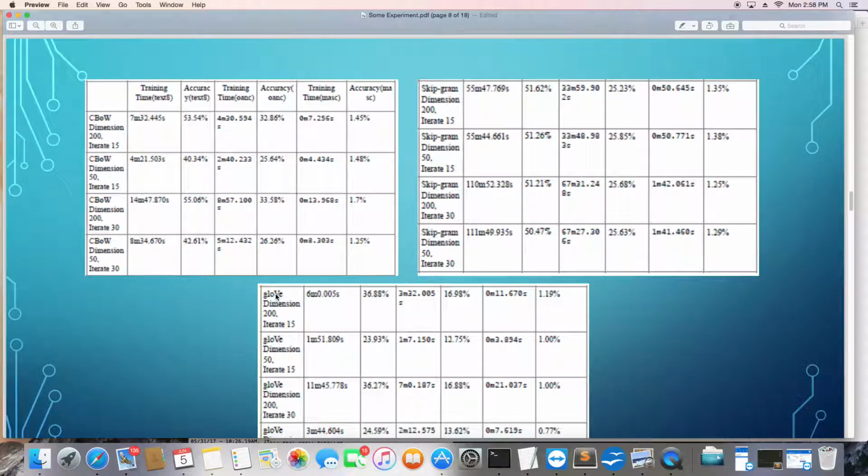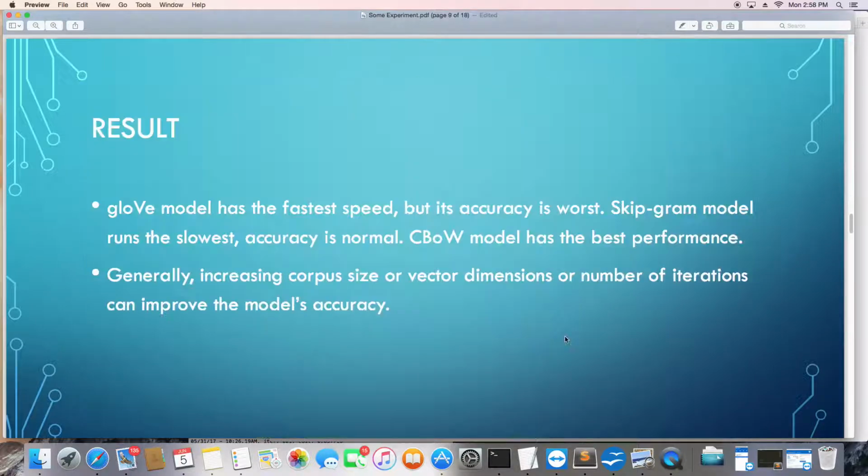We can see the result. GloVe has the fastest speed, and the skip-gram runs slowest. And we can see the result here. The CBOW model has the best performance, the best cost performance, and in general we can see increasing corpus size or vector dimensions or number of iterates can improve the model's accuracy.